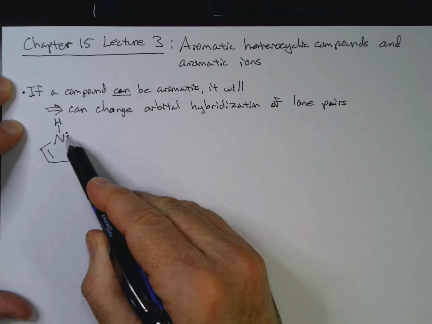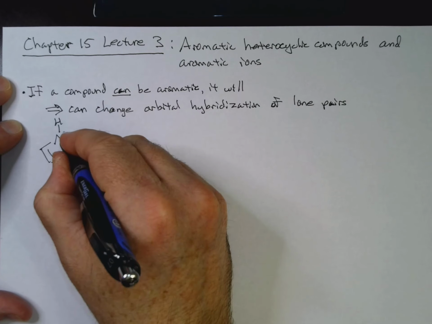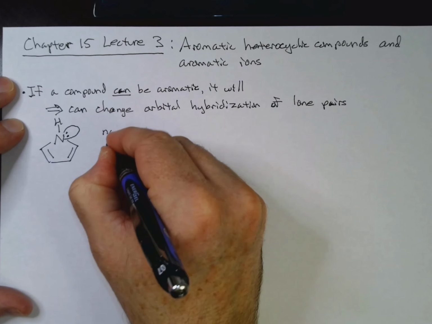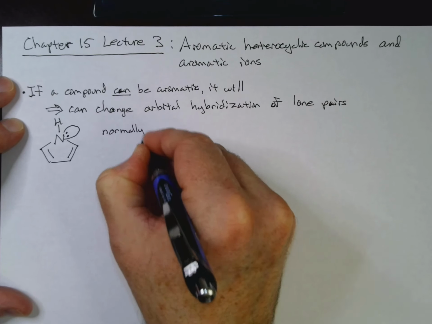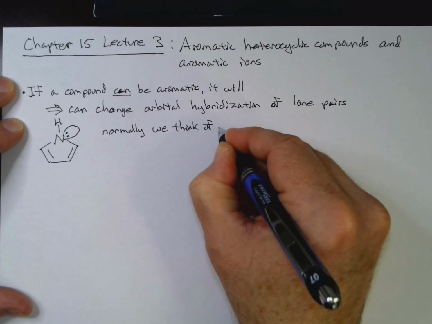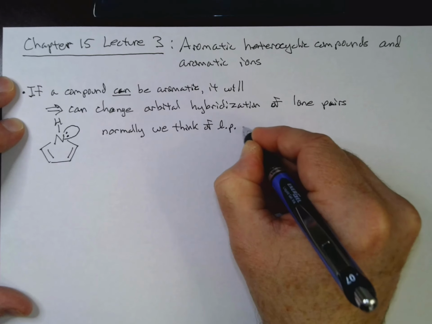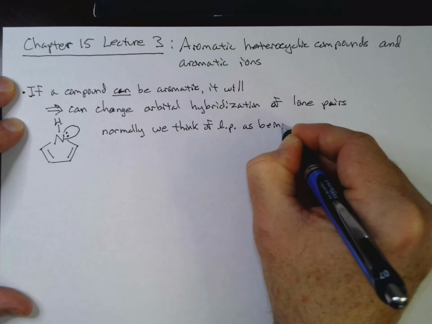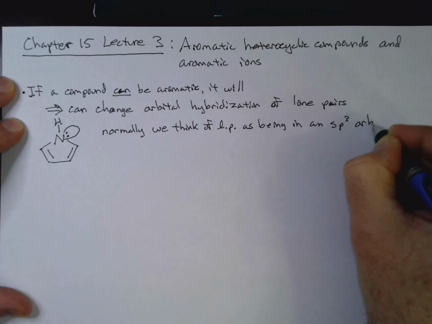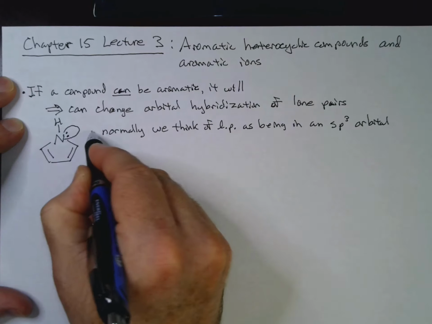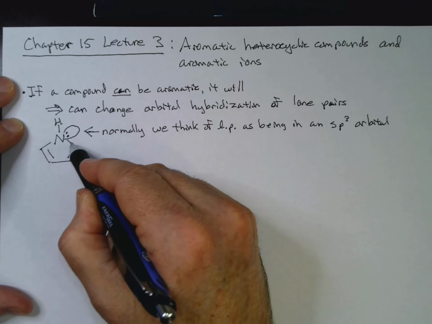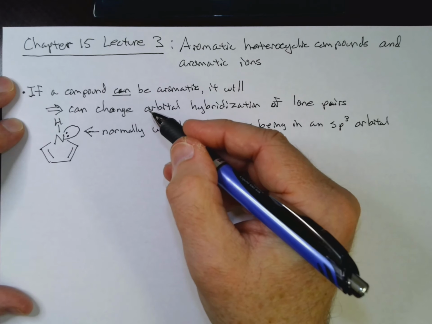Normally we would think, we've been trained to think of this lone pair as being in an sp3 orbital. So let me just draw my little orbital there. Because we have 4 things attached to the nitrogen: 1, 2, 3, and the lone pair is 4.